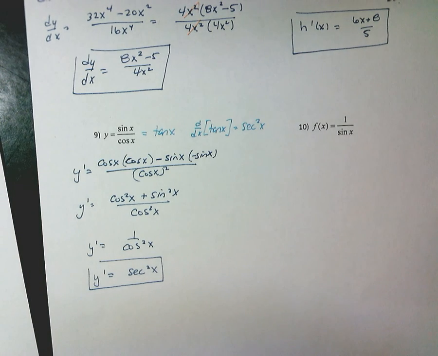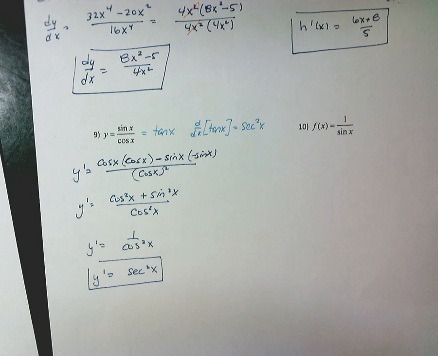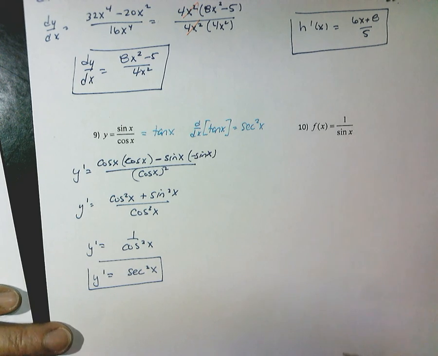I remember being told you don't have to memorize all the tangent, cotangent, secant, cosecant. As long as you remember sine and cosine, you can figure out all the other ones. Sometimes it's more work, but it works every time. Same thing is going to work here.